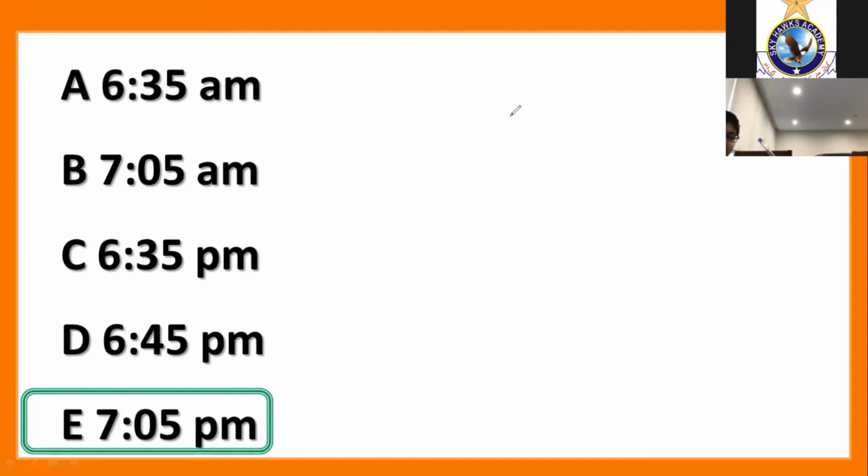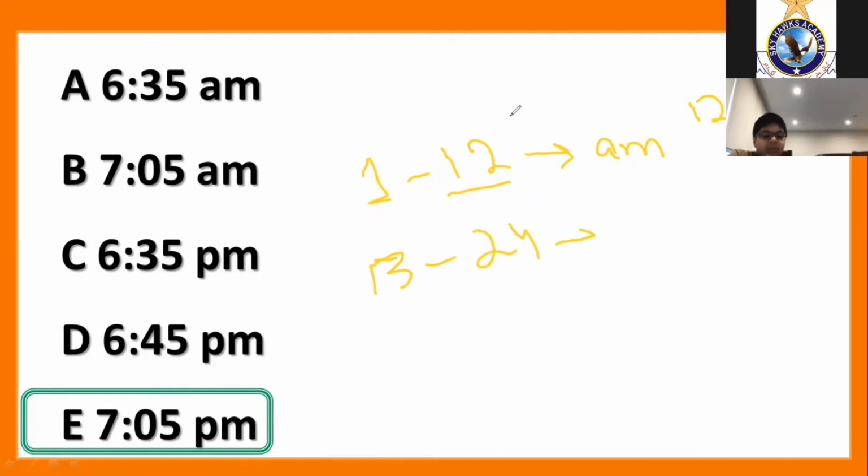Okay, let me tell you again about AM and PM. From 1 to 12, it's AM when we convert into 12-hour format. And from 13 to 24, it will become PM in 12-hour format. Okay? Have you written it now? Yes. Okay, good.